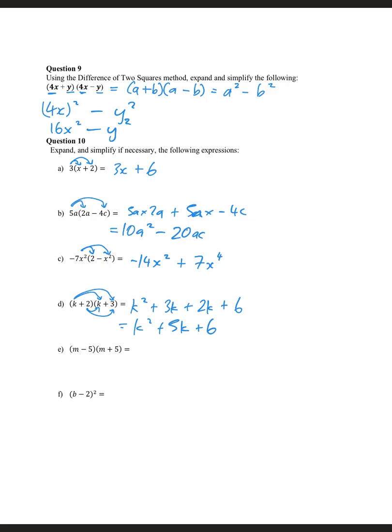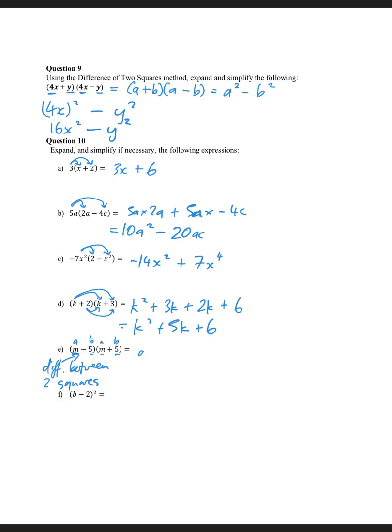FOIL again, however, if you don't remember the shortcuts, you can always use FOIL, but this is difference between two squares. Difference between two squares because... Does it contain the same numbers and variables? Yes, the only difference is plus and minus. So the answer is going to be the a squared minus the b squared.